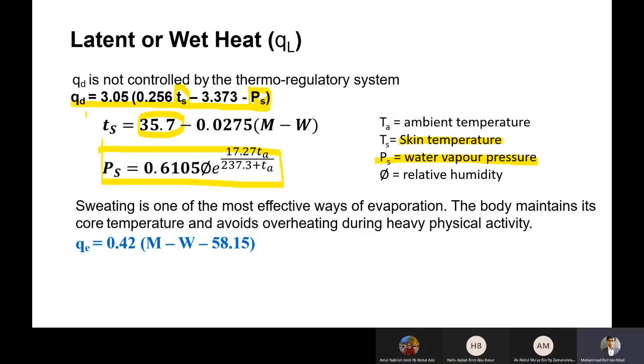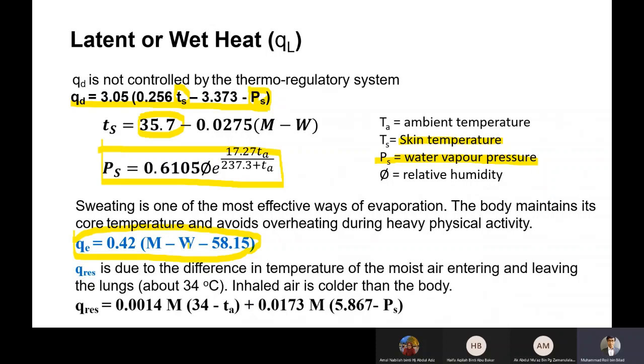Number two, you sweat and then your sweat evaporates. The energy lost through the water evaporation is given by this empirical equation. This is empirical, so you don't ask where it comes from. It's a function of the mass and the weight, the metabolism and the work done.